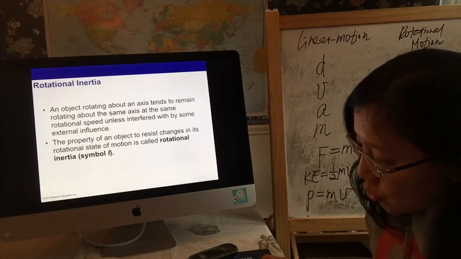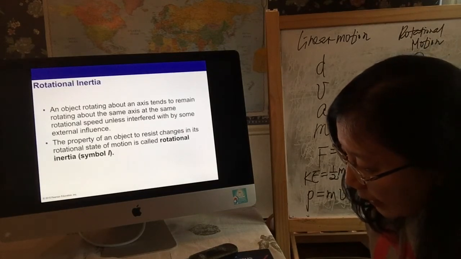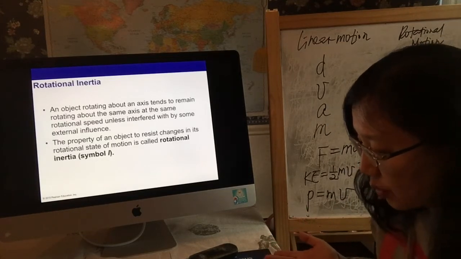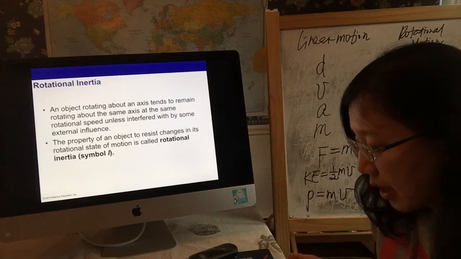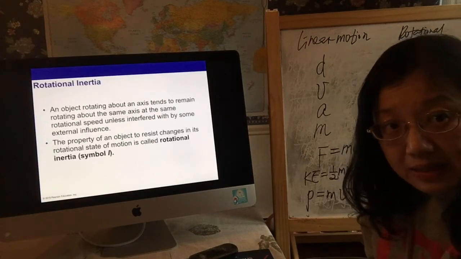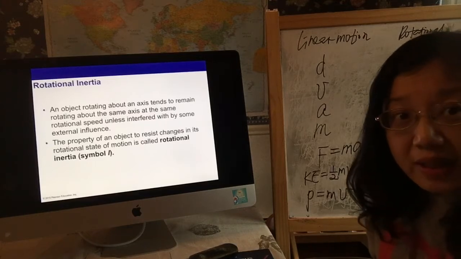In other words, bodies that are rotating tend to remain rotating, while non-rotating bodies tend to remain non-rotating. So if something is at rest, it's going to try to be at rest.